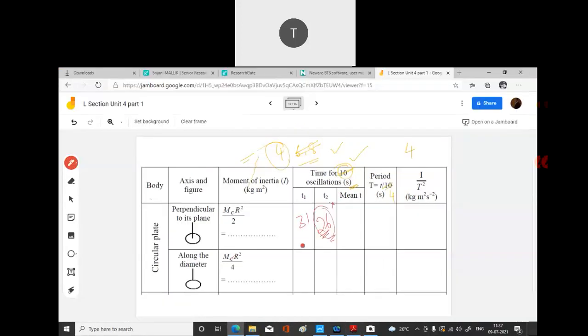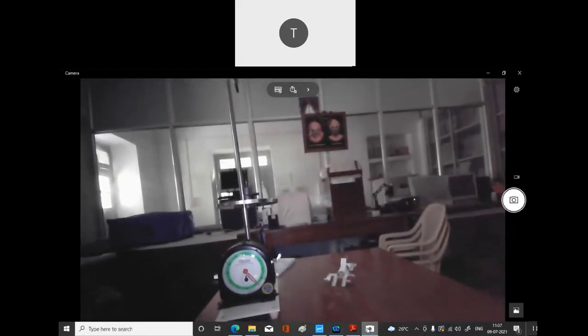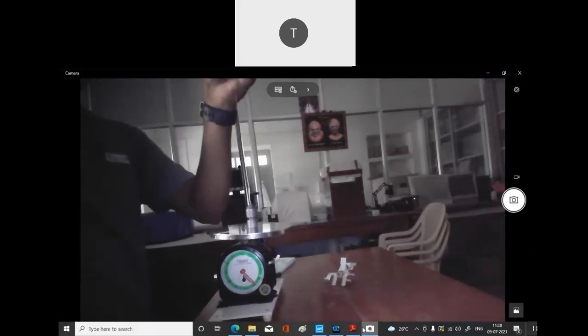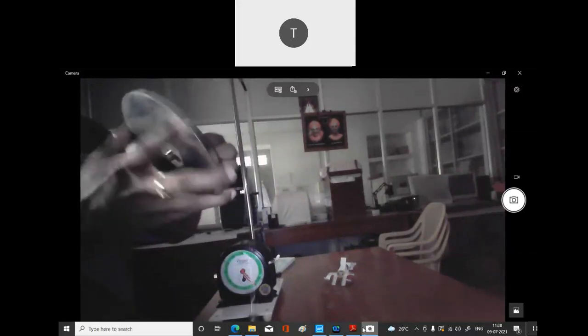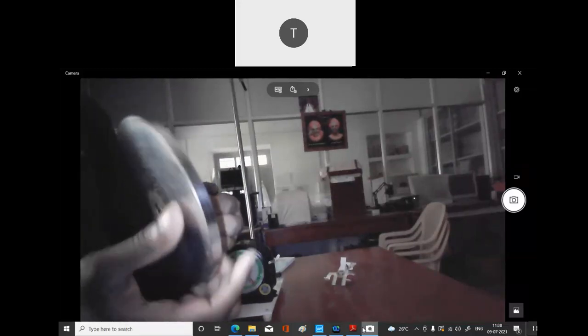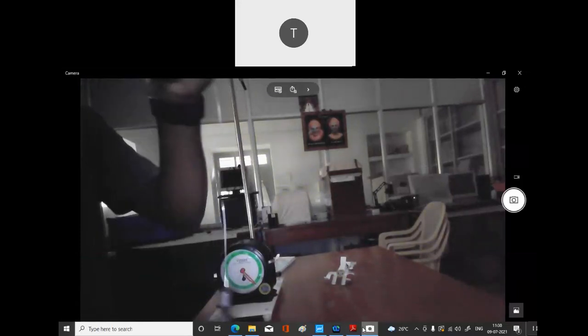Next, we will go for the other one, which is along the diameter. For this, you stop this and take this out. Don't try to remove it from the stand, because once you try to remove it, you are going to twist your wire, and there is a possibility that you will break the wire. So don't remove it when it is in the stand. Remove your complete setup, take it in your hand, and take it out. Okay, so I have taken out the chuck nuts.